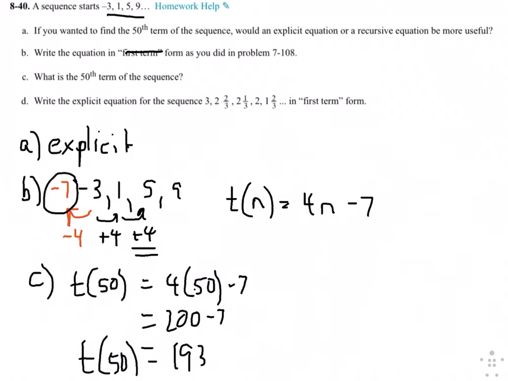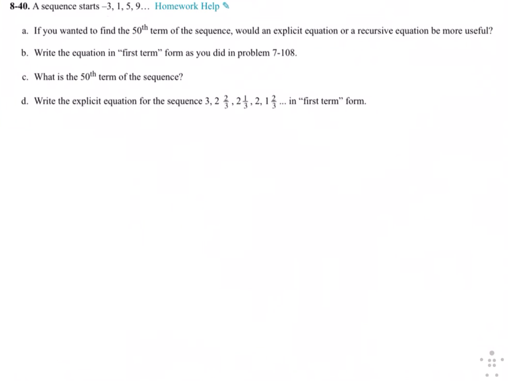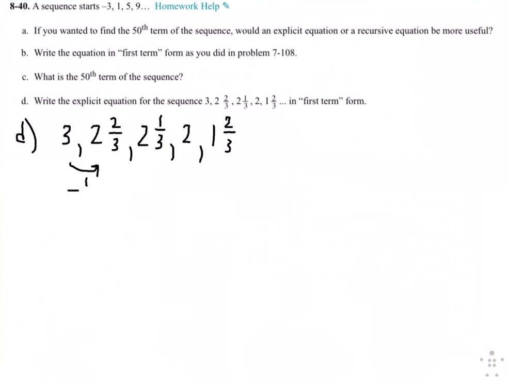Okay, and then let's make some space here. They want the explicit equation for this, for D. So it's 3, 2 and 2/3, 2 and 1/3, 2, 1 and 2/3. So clearly they are subtracting 1/3 each time. It's arithmetic, they're subtracting 1/3, and they want an explicit equation.